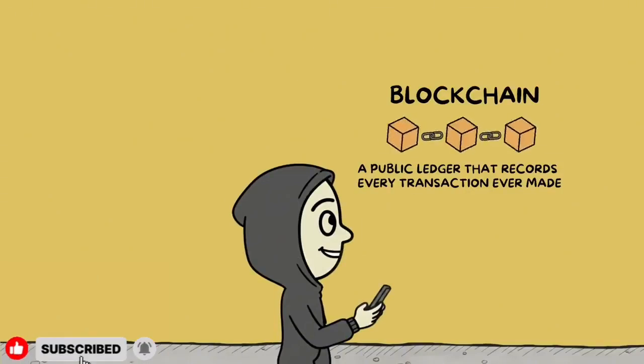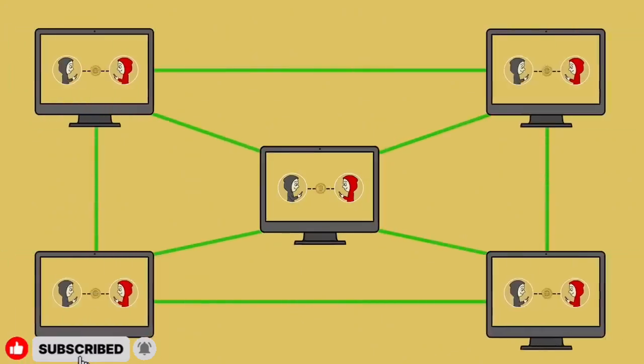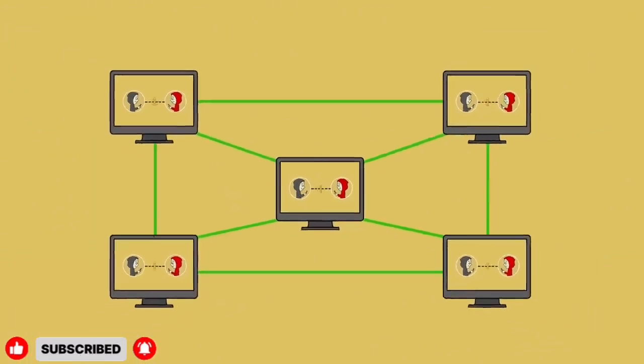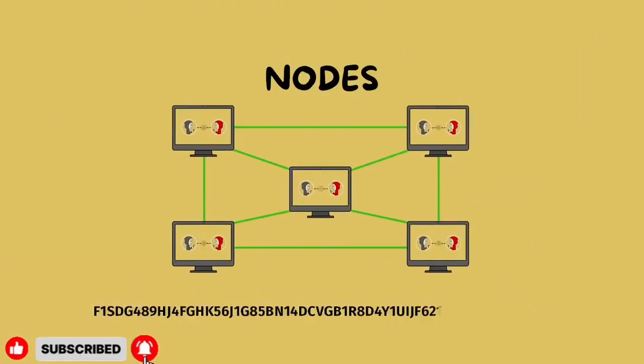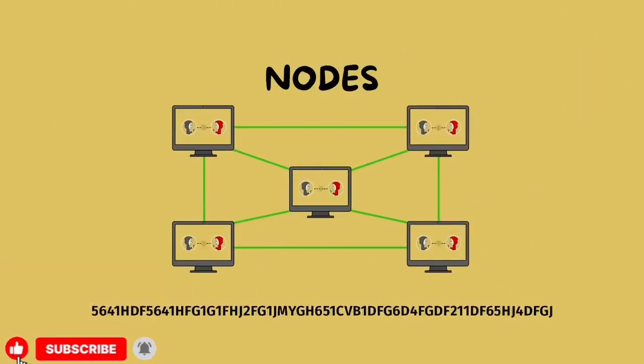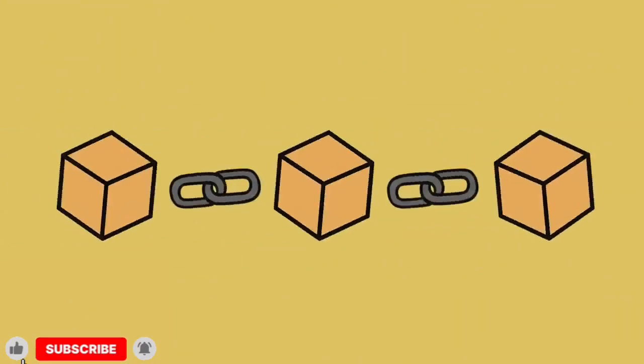Here's how it works. When you send someone Bitcoin, that transaction gets broadcast to thousands of computers around the world. These computers, called nodes, verify the transaction by solving complex math problems. Once verified, the transaction gets added to a block, and that block gets chained to all previous blocks.